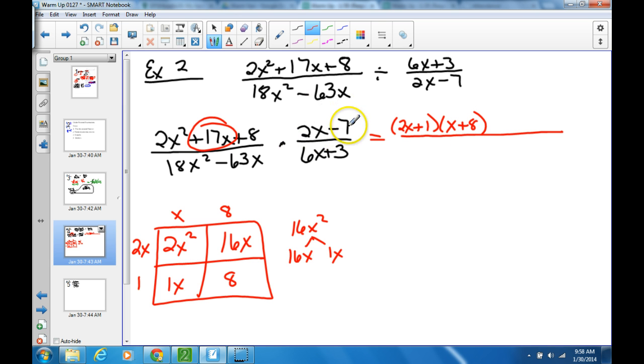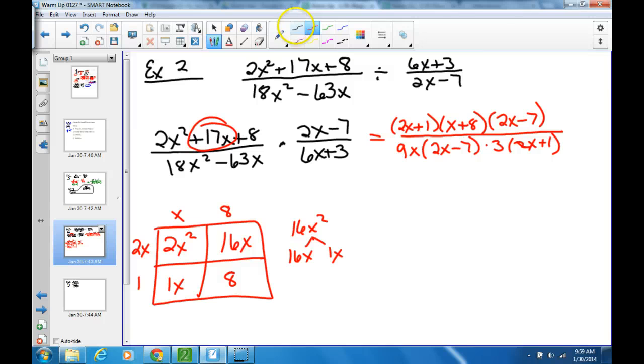Is there anything I can factor out of this 2x minus 7? No. All right. What can I factor out of this one right here? A 9. So I take out a 9. I can also take out an x. So it'll be 2x minus 7. And then, if you look at this one right here, I could take a 3 out. That'll be 2x plus 1. So there it is, all factored out.